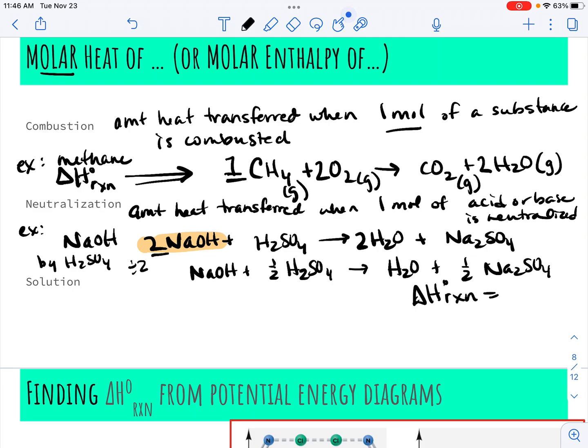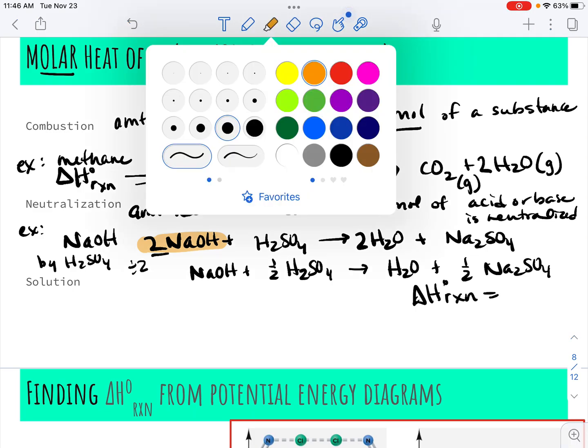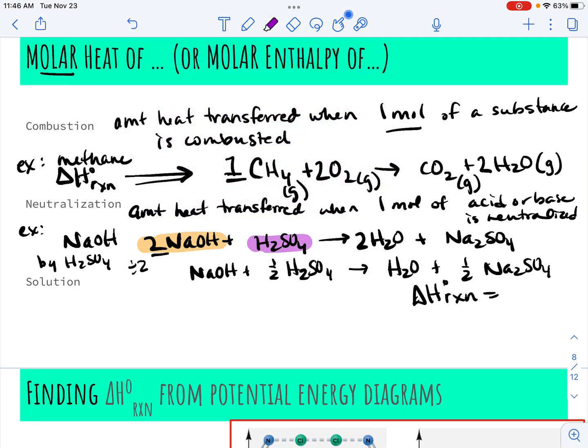If I had done this for the molar heat of neutralization of sulfuric acid, because it's already got 1 mole, I wouldn't have had to divide by 2. All right, so you have to be really careful. You need your coefficient in here to be 1 mole.